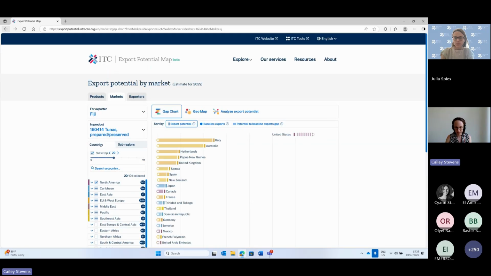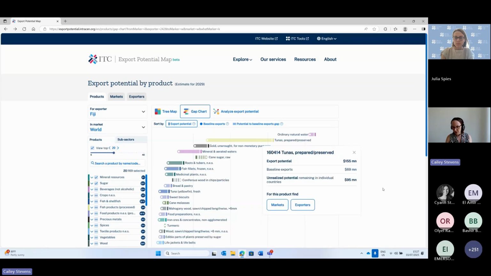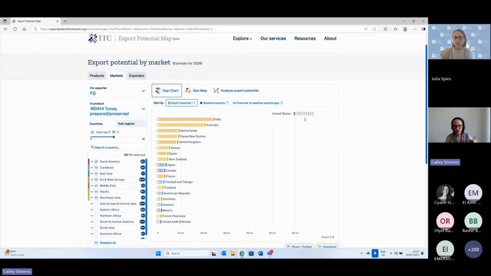Just to go back one step, to what I was saying earlier about why you have this sort of wacky thing here, where 155 million minus 69 is not 95. It's because we don't want cases like the US, where Fiji has exceeded its potential, to cover up opportunities in other countries. So when we aggregate unrealized potential at the global level, we're only adding up the cases in which Fiji has unrealized potential remaining. So we're only adding up the unrealized potential in these countries.